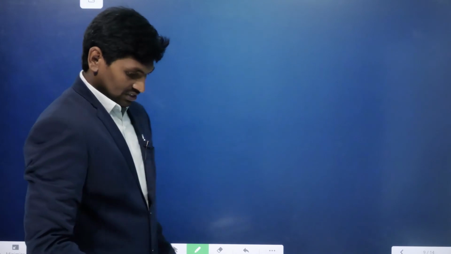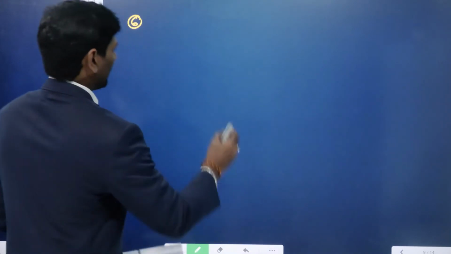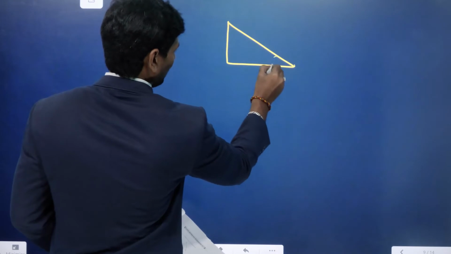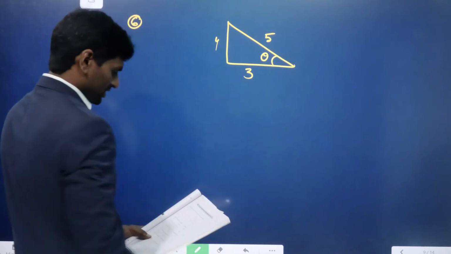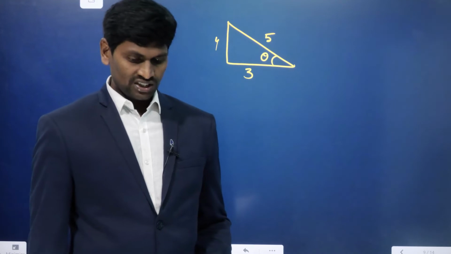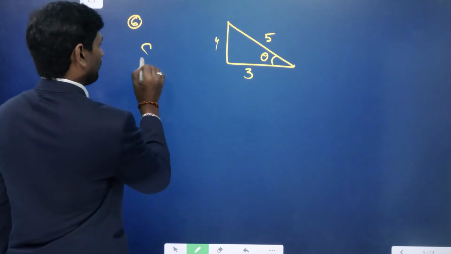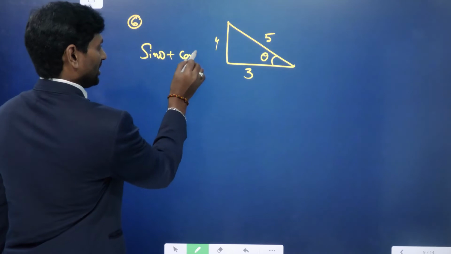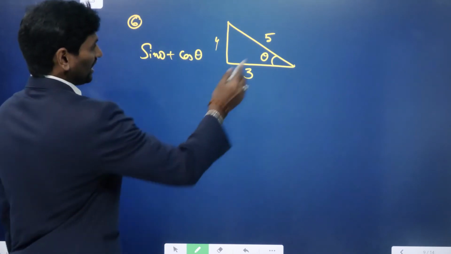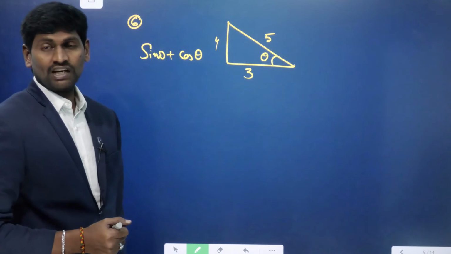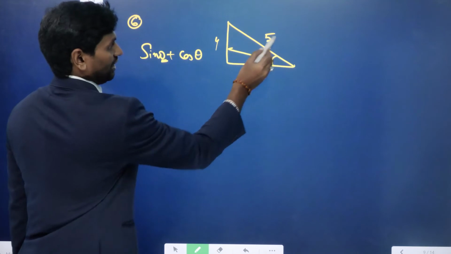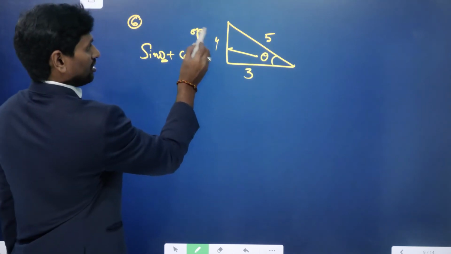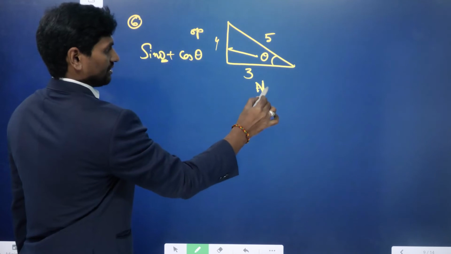One diagram is also given, that is a triangle. Here the theta angle is represented. So 3, hypotenuse is 5, opposite side is 4 for theta. Now find the value of sin theta plus cos theta as per the adjacent diagram. Sin theta means what? Opposite side by hypotenuse. According to angle theta given here: opposite, hypotenuse, adjacent. This is opposite, this is adjacent side.